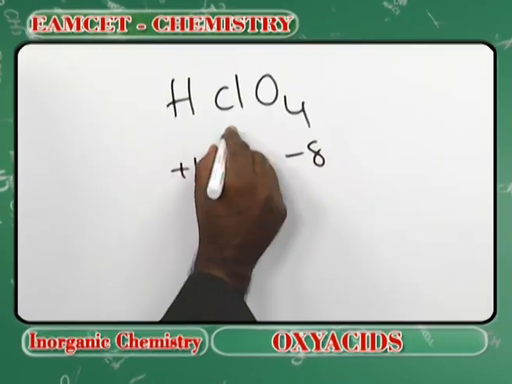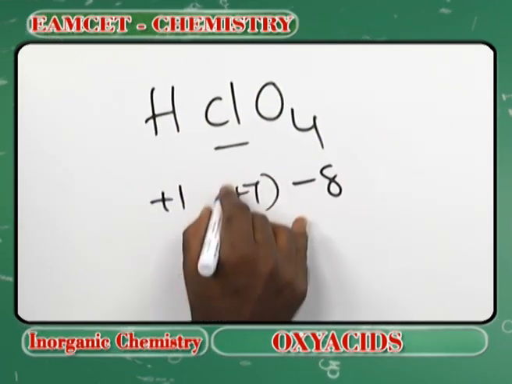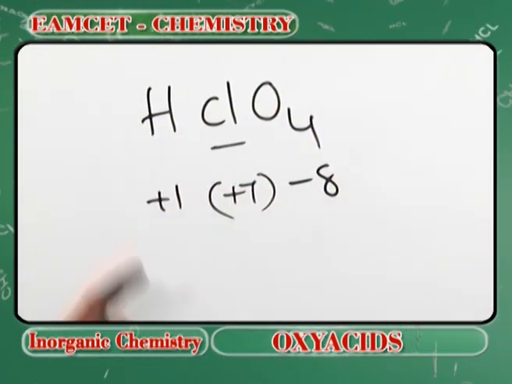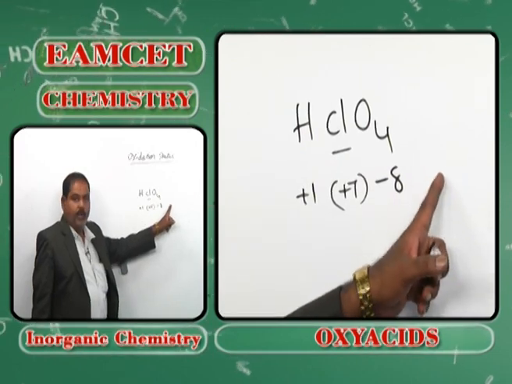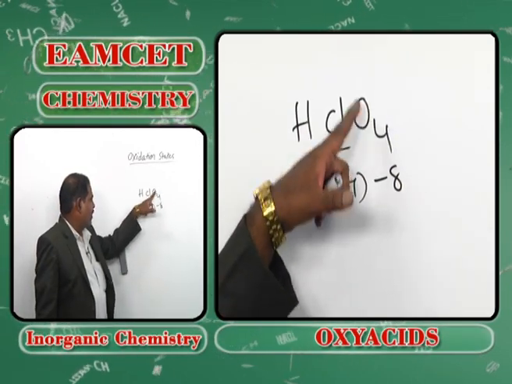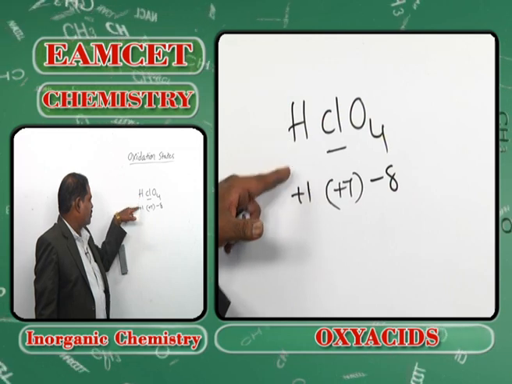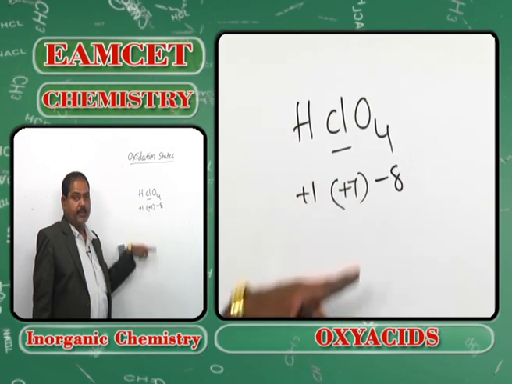So what is chlorine getting here? +7, because the net should be 0. You should always have that in mind, the net will be 0. So 4 oxygens, 4 into -2 is -8, hydrogen is +1, chlorine is getting +7.